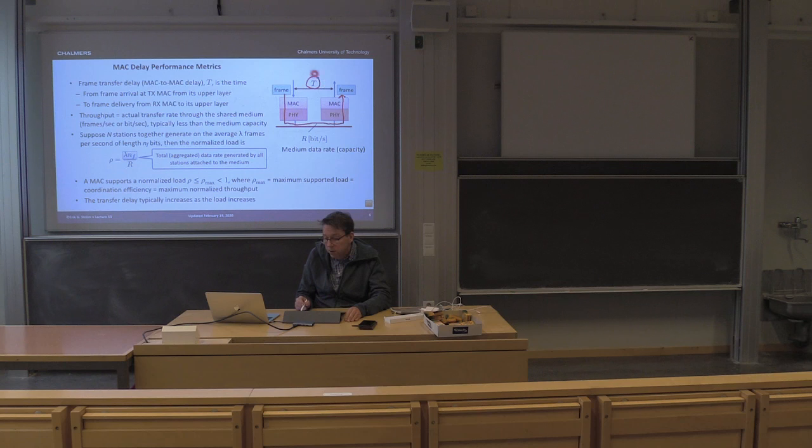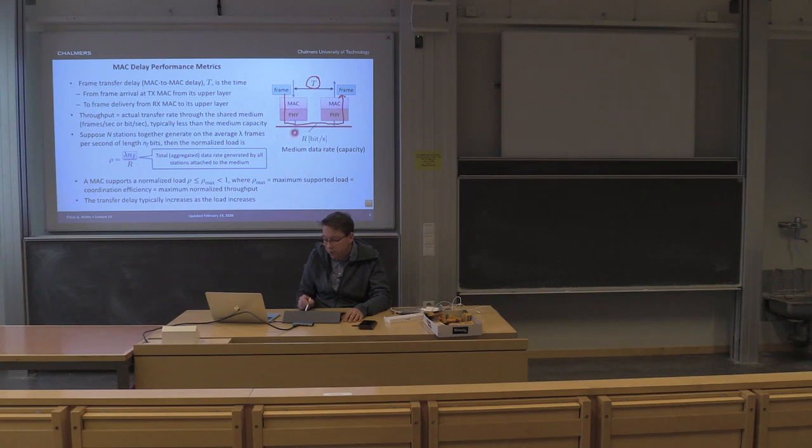Typically, we model this as a random variable, so it has an average and also a CDF. We're sometimes interested in the probability that the frame transfer delay is less than a certain amount, and we would like that. So, what is the delay for 99% of the frames, for instance? That's a quantile.